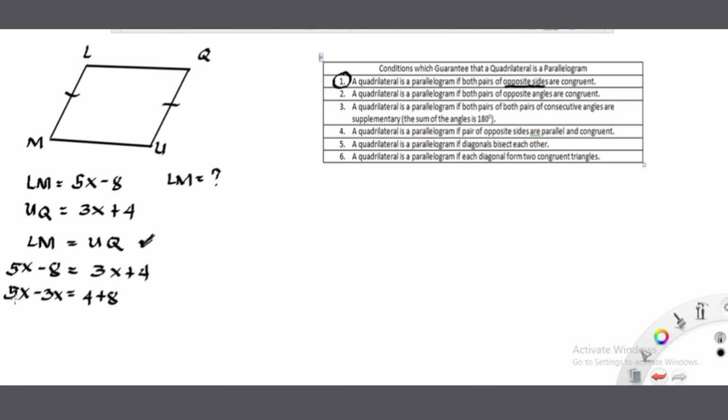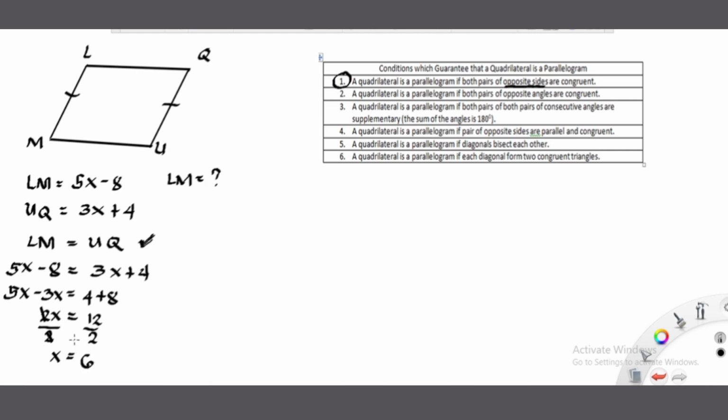Now, let us solve 5x minus 3x. The answer is 2x equals 4 plus 8. The answer is 12. Divide both sides by 2. Cancel 2. So we have now x is equal to 12 divided by 2, which is 6. So the value of x is 6.